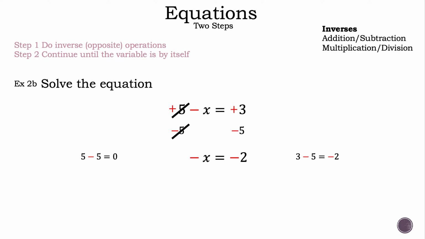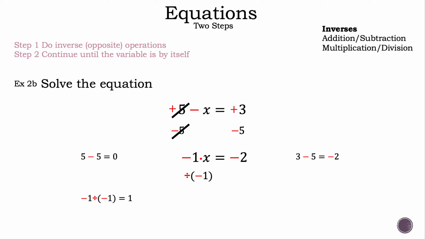Let's write down what we have so far. We have negative x is equal to negative 2. Now you may be wondering, you don't see anything, but we still don't have the variable by itself. That negative sign in front of the x is really negative 1 times x. And since I just said times, the inverse of that is division. And so we need to get rid of that negative 1. Therefore we need to divide by negative 1.